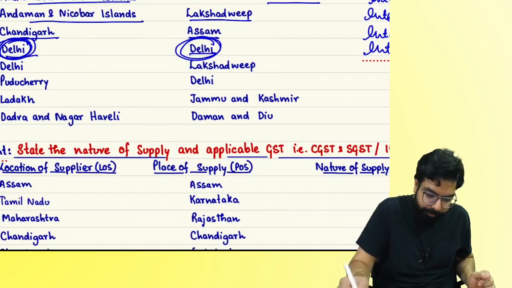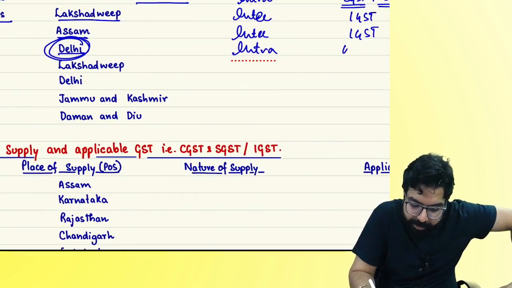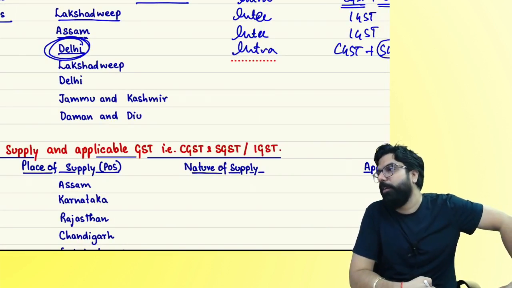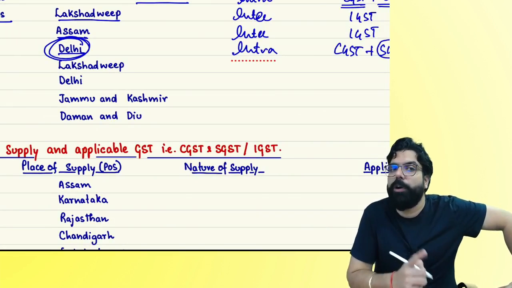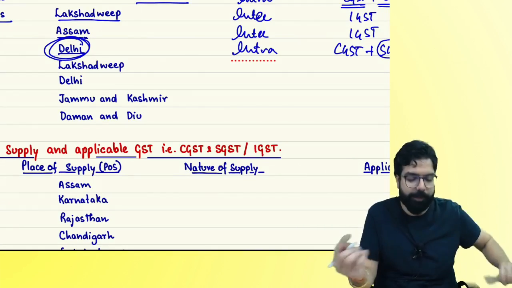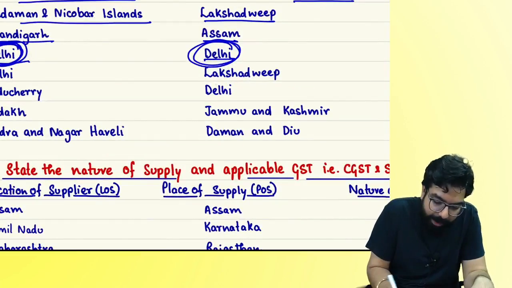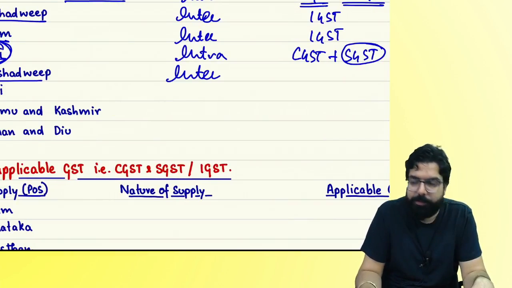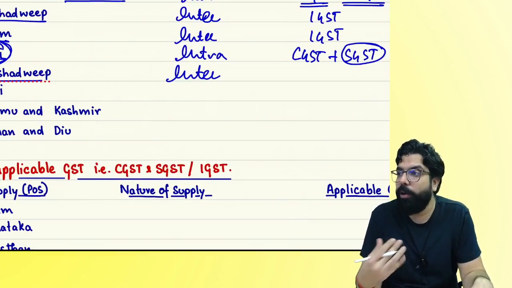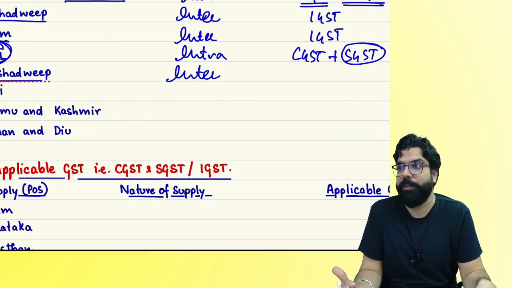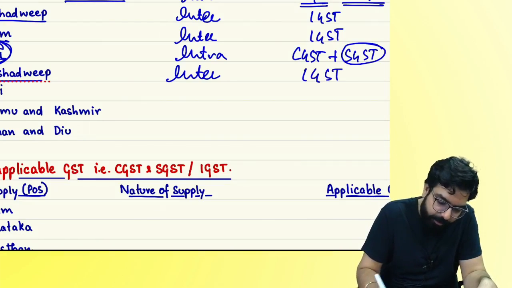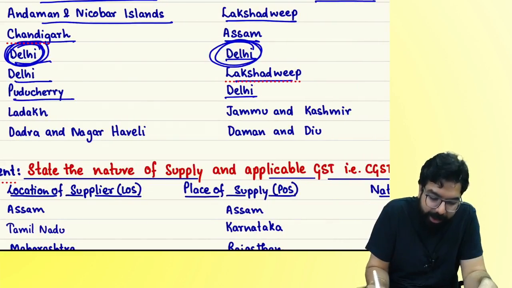Next. Intra, what will you charge? CGST plus SGST. Otherwise, here you would have said UTGST. It's very important to understand Delhi is a state. Next. Delhi and Lakshadweep. Intra or inter? My voice is loud, your voice should be louder. Intra or inter? What will you charge? Next. Puducherry to Delhi.